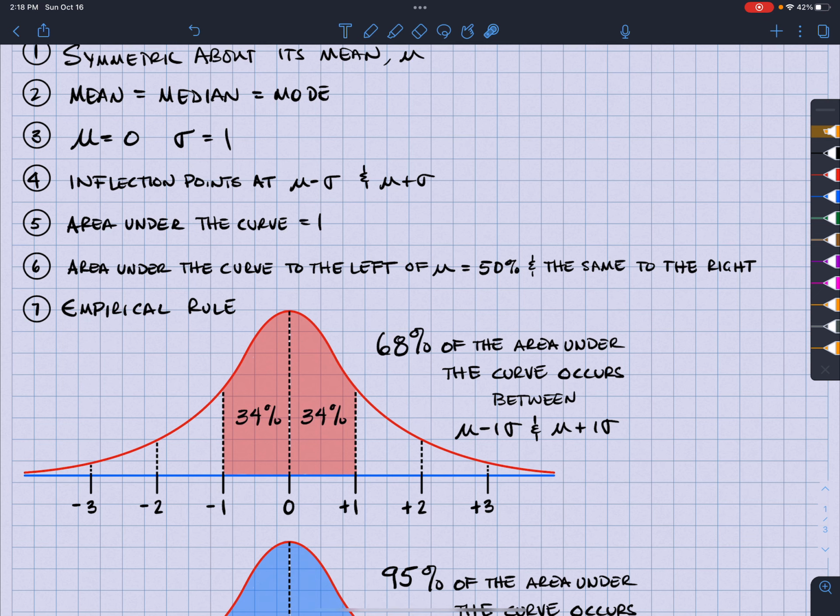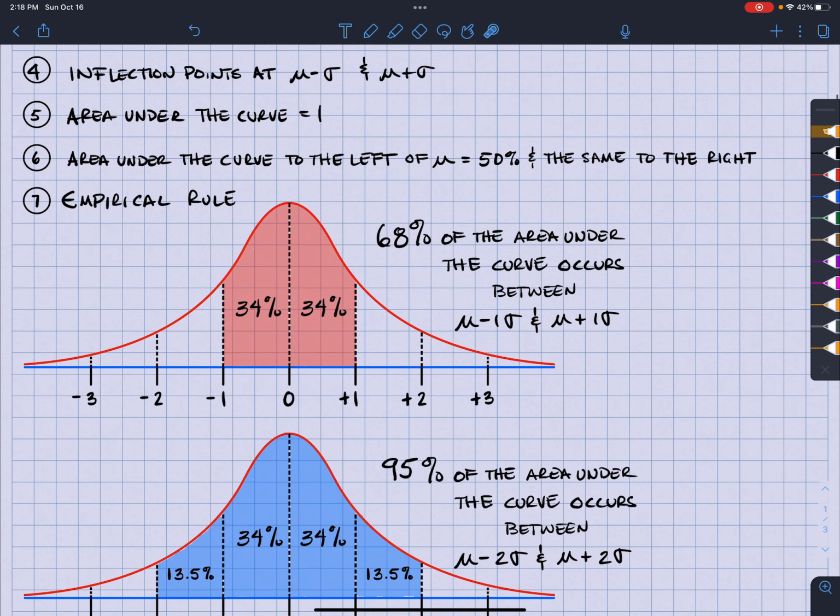And the empirical rule. The empirical rule says that the area under the curve within 1 standard deviation is 68%, meaning from 1 standard deviation to the left and 1 standard deviation to the right of the mean is a total of 68%, which is, again, symmetrical. So therefore, 1 standard deviation to the left is going to be 34%. 1 standard deviation to the right is also 34%. Okay, so basically taking the 68 and dividing it by 2.